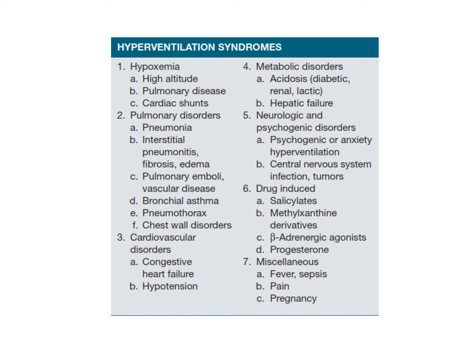Metabolic disorders are acidosis, diabetics, also renal and lactic, hepatic failure. Neurologic and psychogenic disorders include psychogenic or anxiety hyperventilation, central nervous system infection, tumors. Drug-induced situations are salicylates, methylxanthines, derivatives, beta-adrenergic agonists, progesterone, and miscellaneous like fever, sepsis, pain, pregnancy.